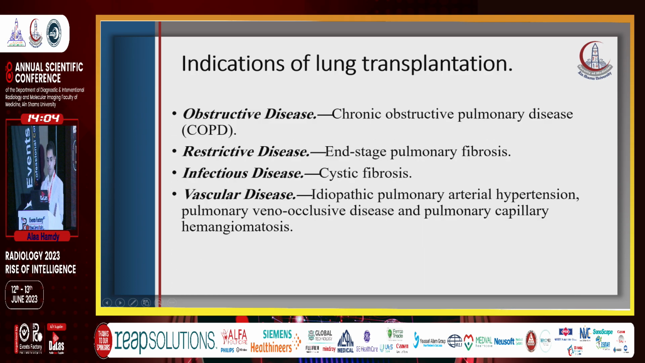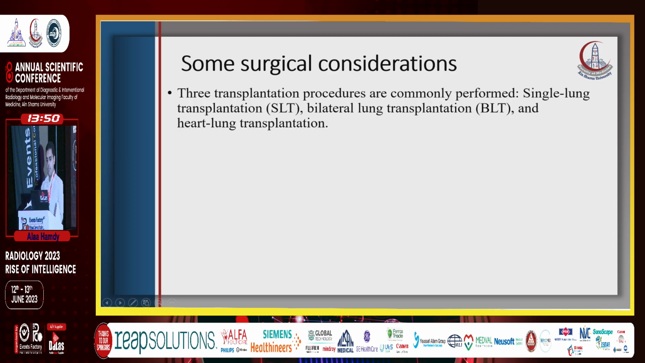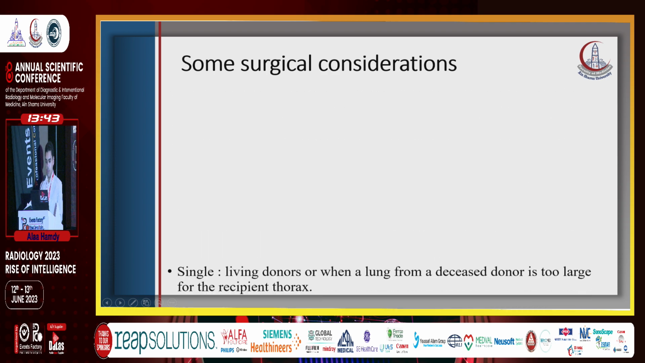Indications of lung transplantation: obstructive lung disease such as COPD, restrictive disease as end-stage pulmonary fibrosis, infectious disease, cystic fibrosis, vascular disease as pulmonary arterial hypertension, veno-occlusive disease. Some surgical considerations: 3 transplantation procedures are commonly performed: single lung transplantation, bilateral, and heart-lung transplantation.